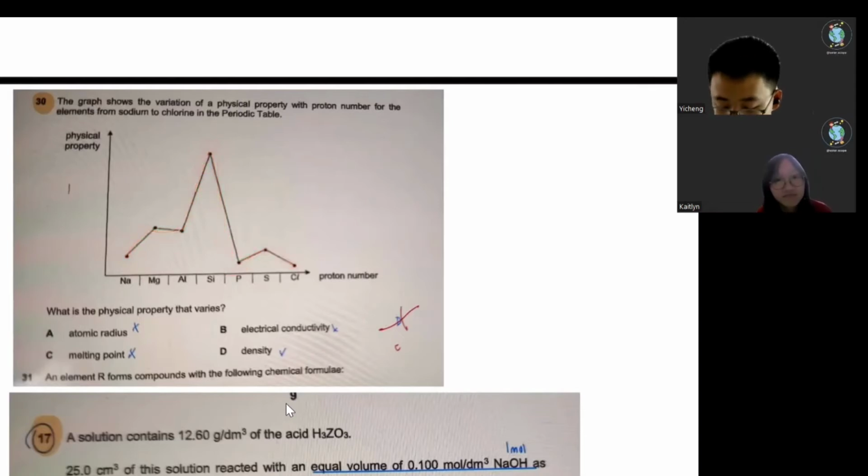Last but not least, for density. In the chapter of the periodic table, we have learned that metals have high density. Additional information for group 1 metals, which are known as alkali metals, the density actually increases down the group. So therefore, the density should decrease across a period due to the property of the elements. Hence, the answer is C.